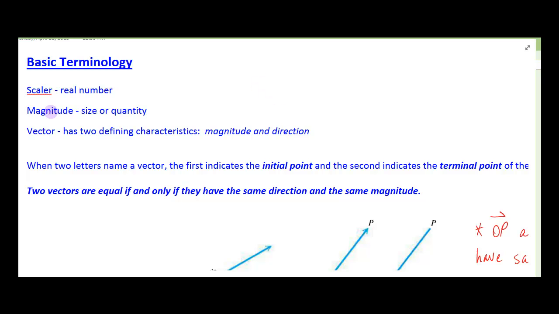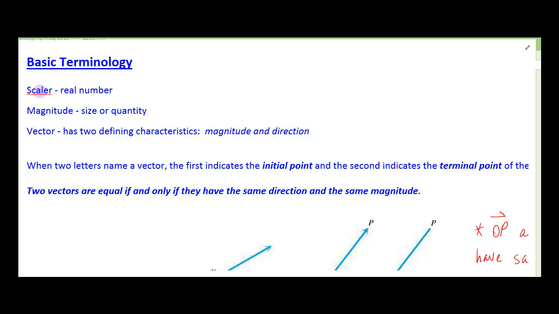Now, when I discuss magnitude, magnitude would be a size or a quantity. Think about magnitude like you would think about an earthquake, where we describe how strong or weak an earthquake is by the magnitude on the Richter scale.